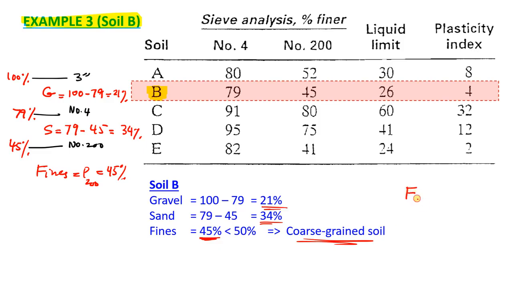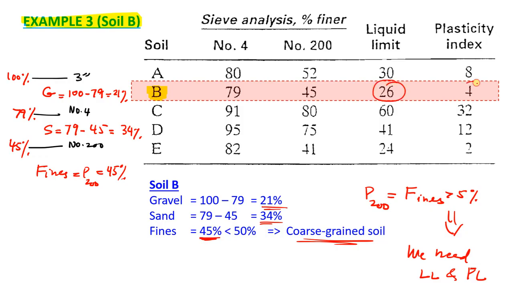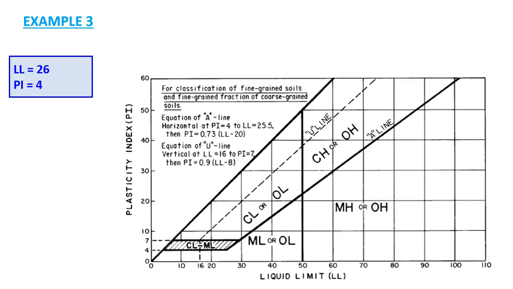But remember, fines are 45. These fines are P200, they are greater than 5%. So whenever they are greater than 5%, we need liquid limit and plastic limit. Yes, we have to carry out the tests of liquid limit and plastic limit. That's why these values are given: liquid limit and plasticity index, 26 and 4. So let's look at it, 26 and 4.